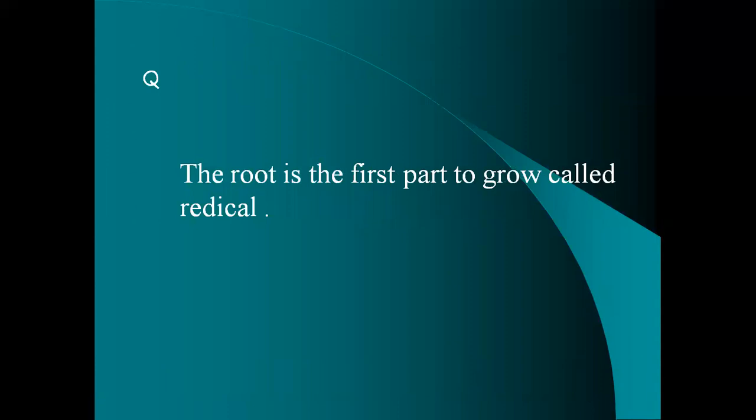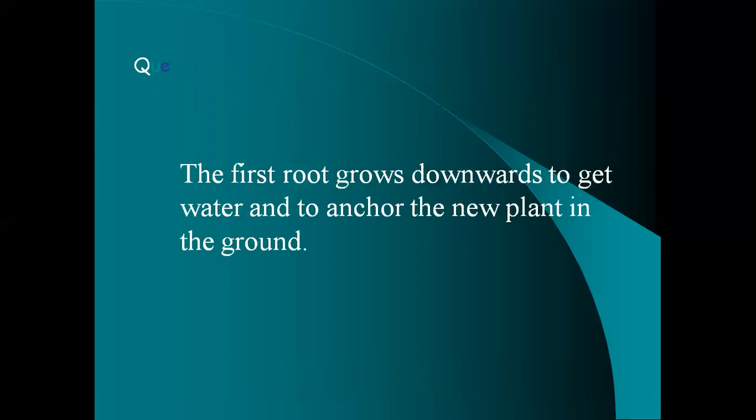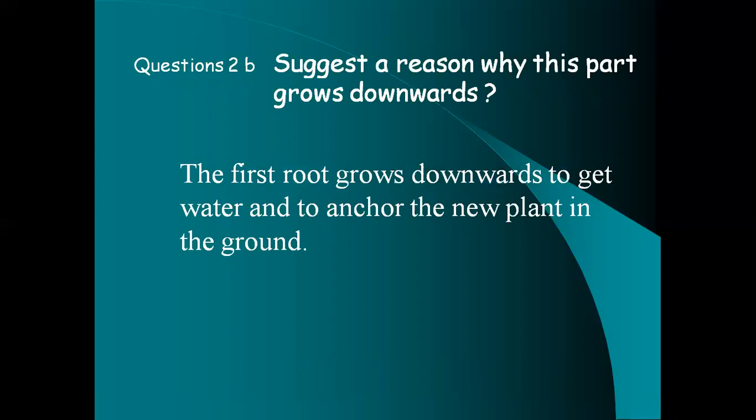Question number 2. Which part of the new bean grows first? The root is the first part that grows outside of the seed. That is called radicle. The first root that comes out of the seed is called radicle. Question number 2b. Suggest a reason why this part grows downward. The first root grows downward to get water and to anchor the new plant in the ground.